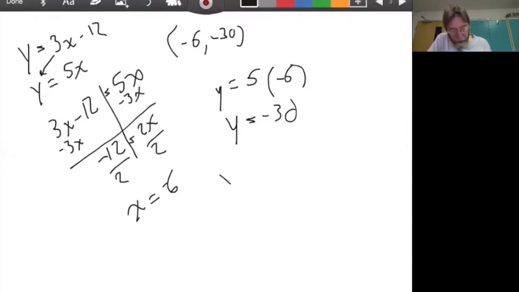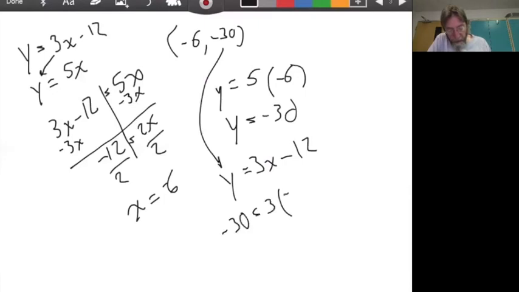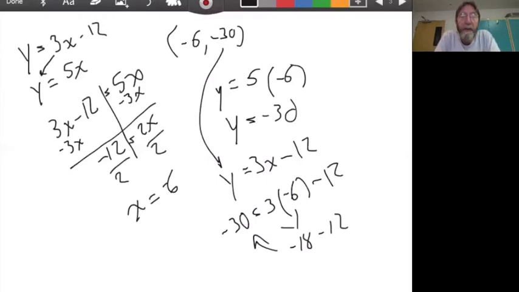And we could actually check it. I'm going to check it too. So let me check it in here, because it better work in both. I'm going to plug in negative 30. Is that equal to 3 times negative 6 minus 12? Well, 3 times negative 6 is negative 18. Minus 12 is, in fact, negative 30.